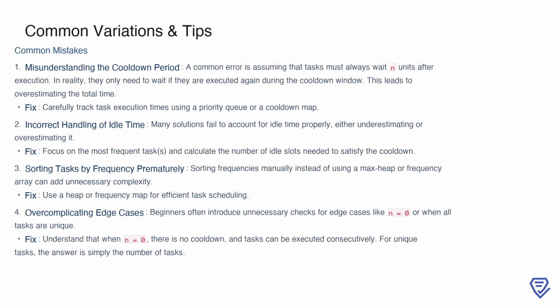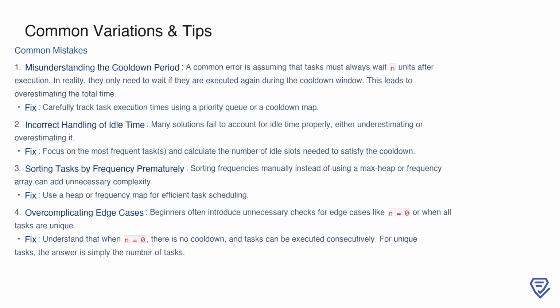First, there's often confusion around the cooldown period. Remember, tasks only need to wait in units of time if they are being executed again within the cooldown window. This misunderstanding can lead to overestimating the total time required. The solution is to carefully track when tasks are executed, which can be done efficiently using a priority queue or a cooldown map. Next, idle time is another area where many solutions go wrong.